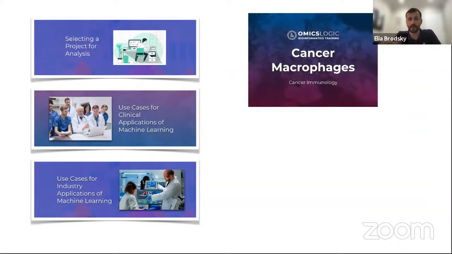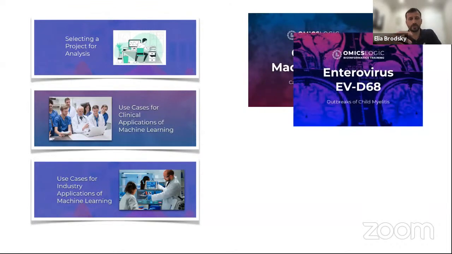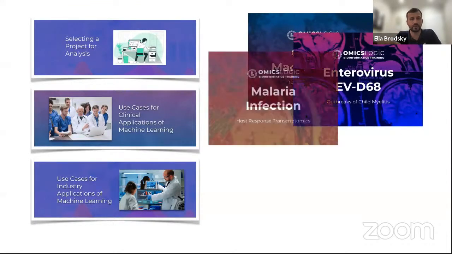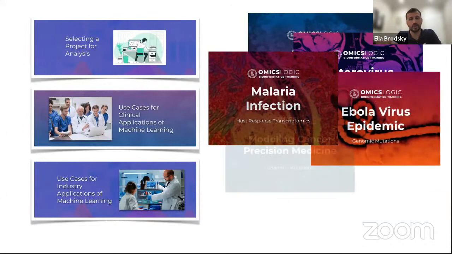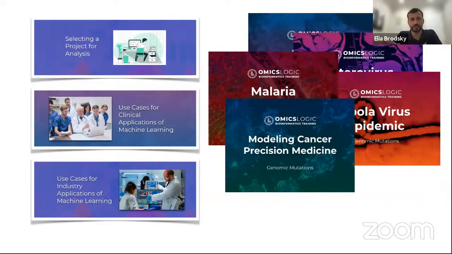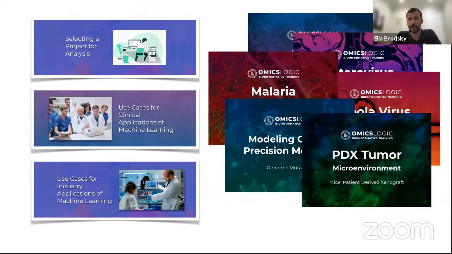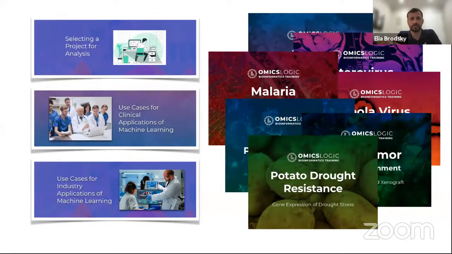So what are some of these projects? We'll talk about cancer macrophages, which is an important part of the immune system and the immune response to tumor growth. We'll talk about different types of pandemics like enterovirus, malaria, or Ebola virus. We'll talk about modeling cancer precision medicine, where we can find biomarkers and learn how different patients respond to different treatments. We'll talk about tumor microenvironment, but we'll also introduce projects that are not clinical in essence, things like drought resistance or different stresses that are important for crop production and environmental preservation.